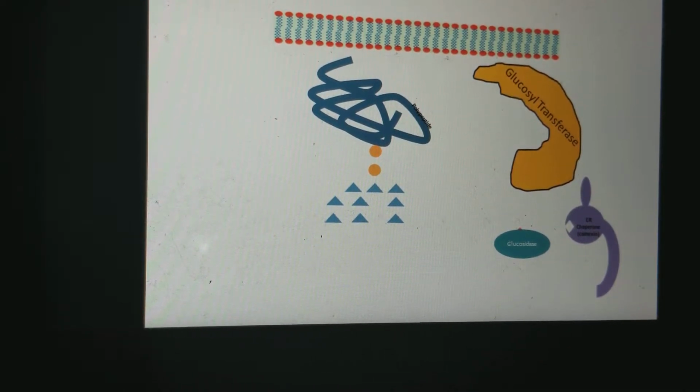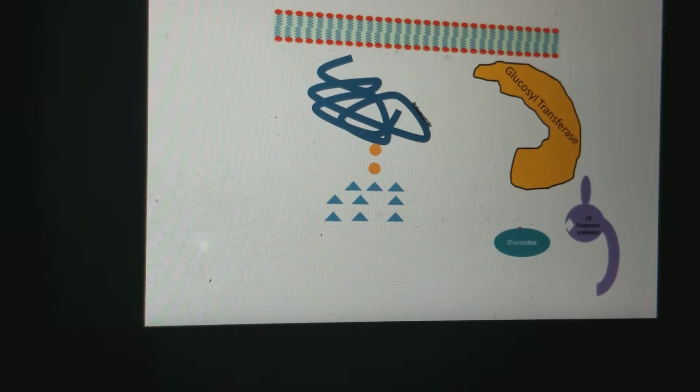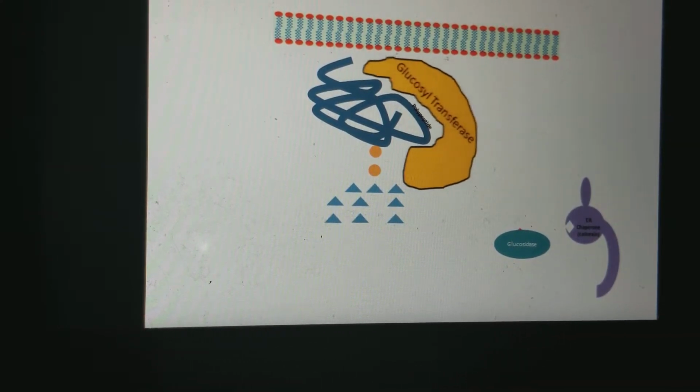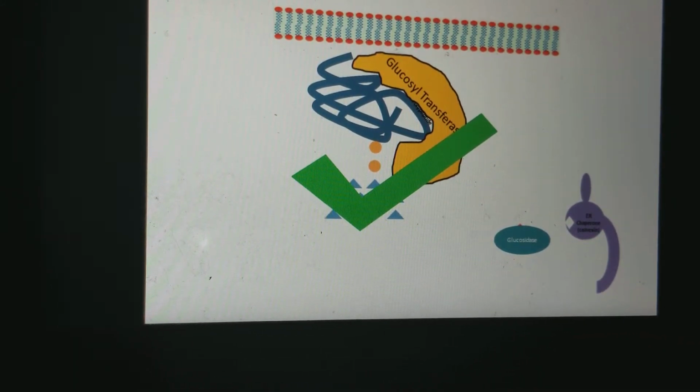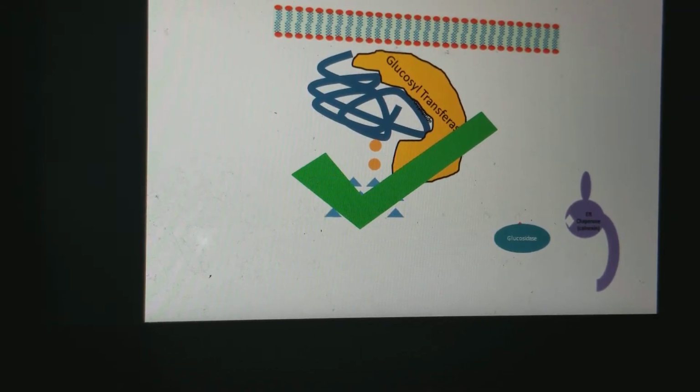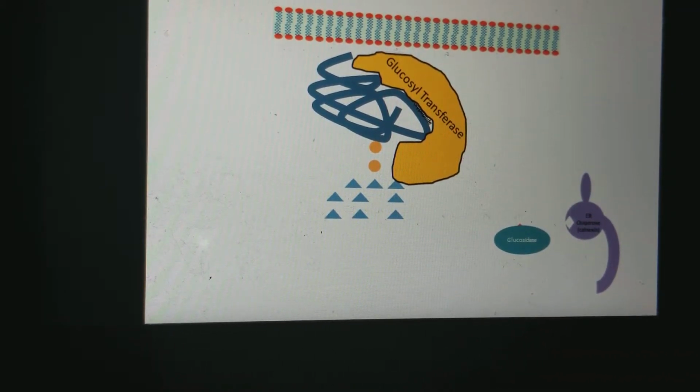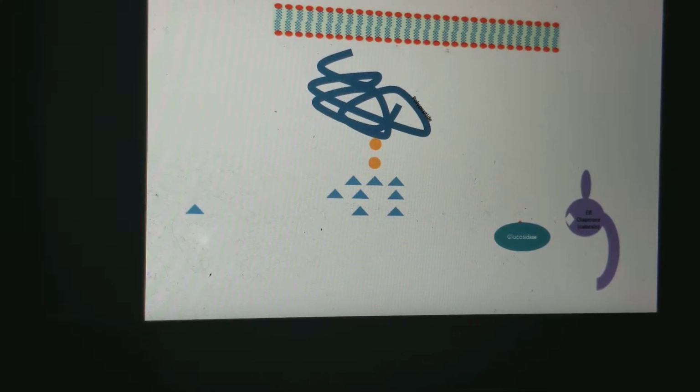After this, glucosyltransferase comes over and checks out the enzyme to make sure proper folding has occurred. Good. It seems that proper folding has occurred. Another glucose monomer is then removed, and the enzyme is sent to the Golgi. Let's take a zoom in.